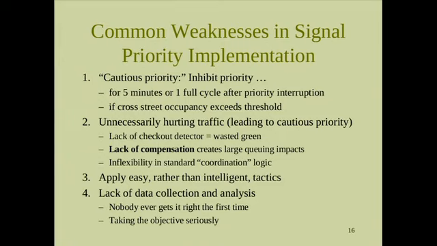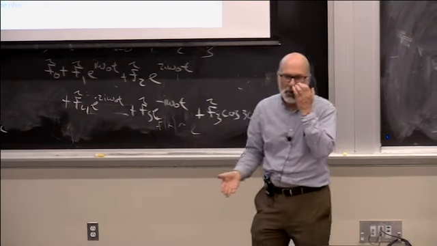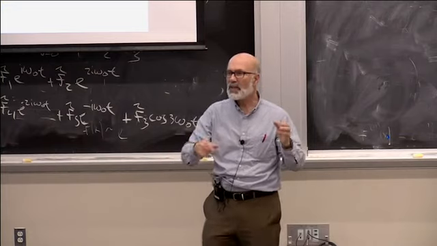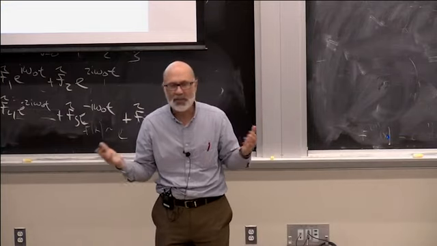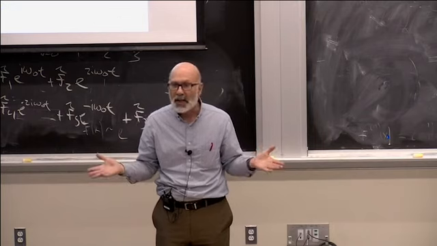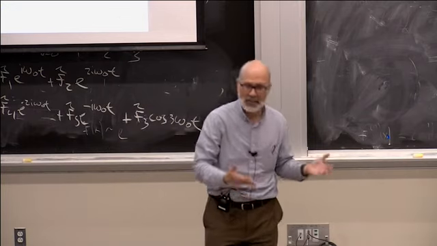And then a second weakness is not thinking about the impact of priority on traffic and then unnecessarily hurting traffic, like not having a checkout detector, which I mentioned. But the second bullet there is an important one I want you to think about, and that is compensation. Compensation is key to making priority not hurt traffic so badly. And by compensation, what do I mean? What I mean is, if I'm going to give the bus 15 seconds, I'm taking those 15 seconds away from somebody. Are you going to give it back?